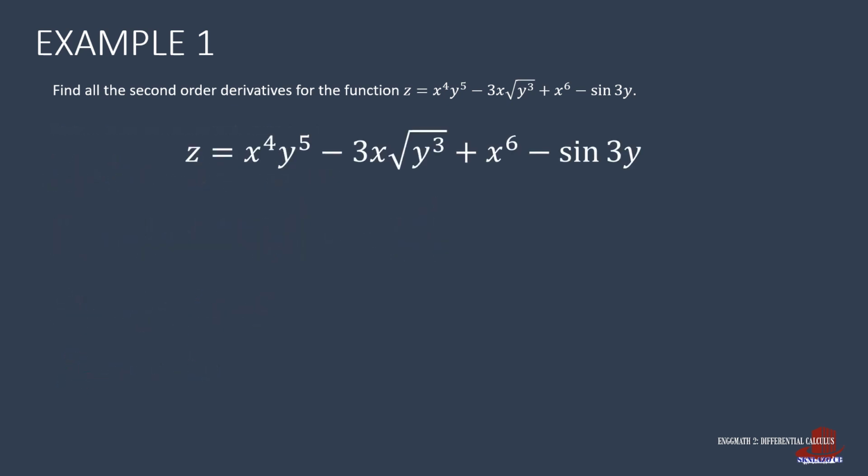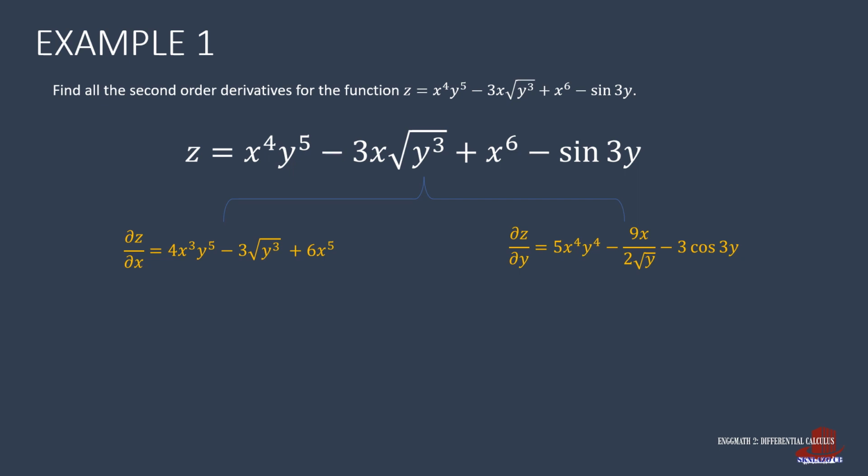To summarize the derivatives for the function, we have dz over dx as 4x cubed y raised to 5 minus 3 root of y cubed plus 6x raised to 5. Its first order counterpart is the derivative of z with respect to y, given as 5x raised to 4 y raised to 4 minus 9x over 2 root of y minus 3 cosine of 3y.